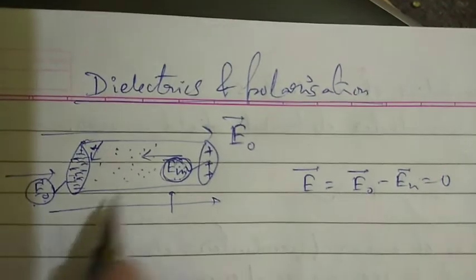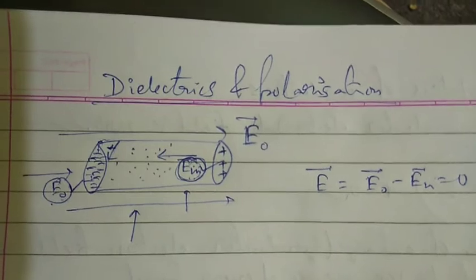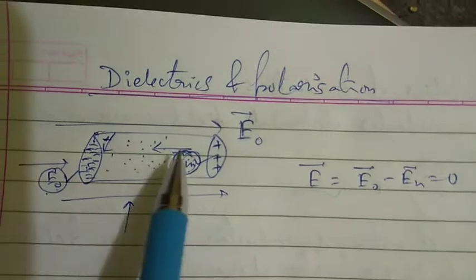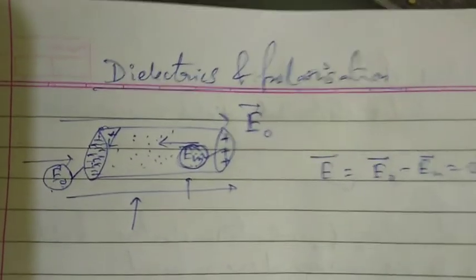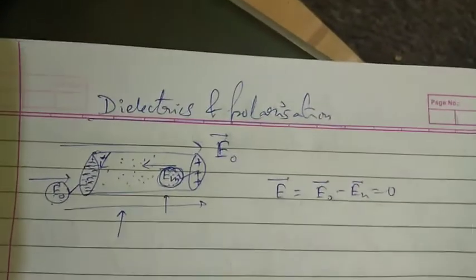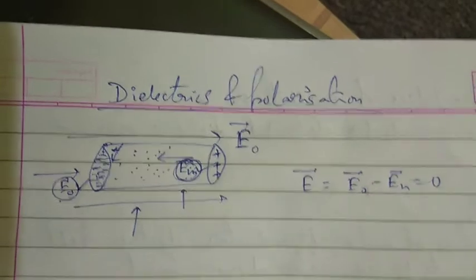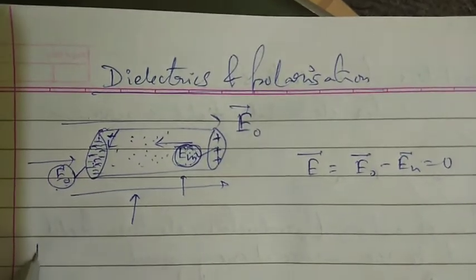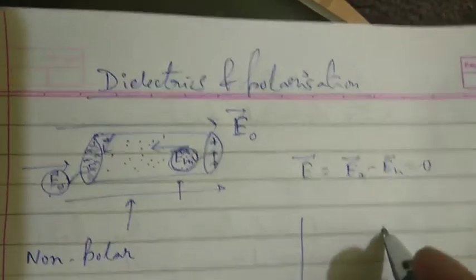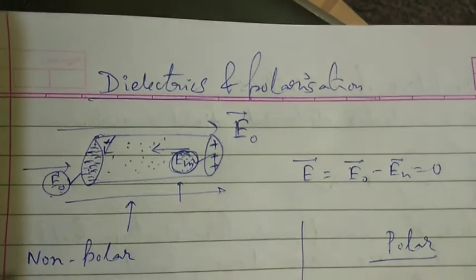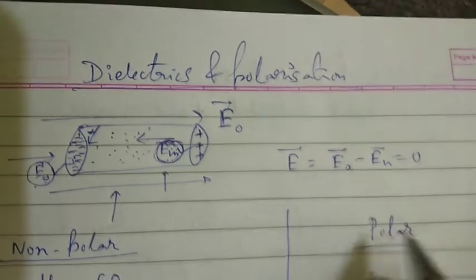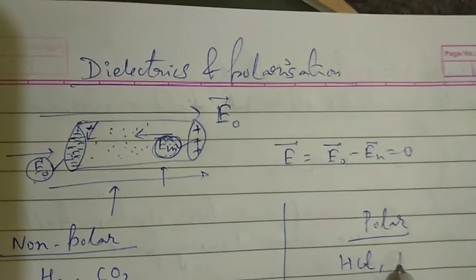But if we take any dielectric, we see that inside, the electric field reduces, but it does not become zero like in a conductor. So there are actually two types of dielectrics. One is non-polar and the other one is polar. Examples of non-polar molecules are H2, CO2, etc., and polar are HCl, H2O.